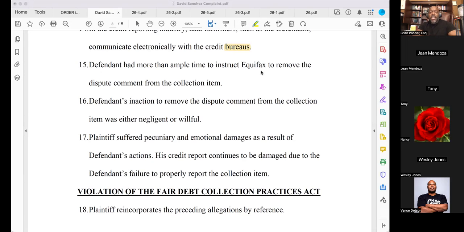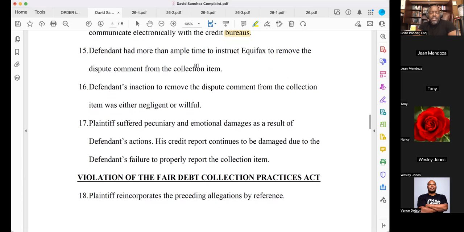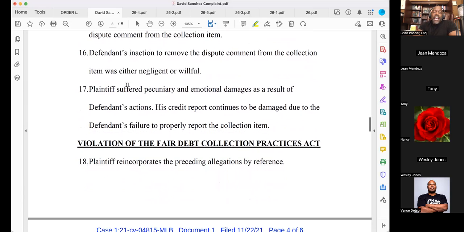So Chandler writes the complaints, and then I have to edit. You can tell he writes them. Defendant has had ample time to tell Equifax to remove the dispute comment from the collection item. Defendant's inaction to remove the dispute comment from the collection item was either negligent or willful. That doesn't matter.